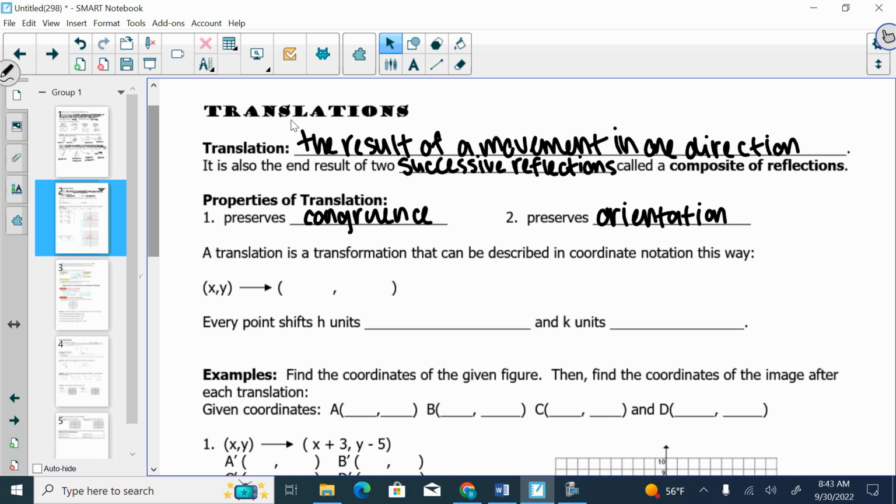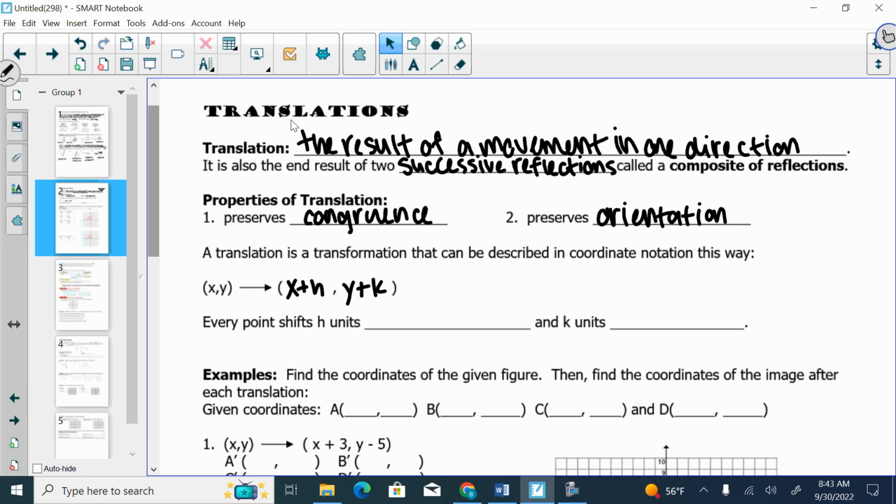Okay, a translation is a transformation that can be described in coordinate notation in the following way. So we have our coordinate x, y, right? If I am translating to the left or to the right of my current x value, I'm either adding or subtracting some number to it, right? Okay, we refer to the number that is changing your x as h. So you have some x plus h. And if your y value is moving from its original location, it's moving up or down. So your value that changes your y is referred to as k.